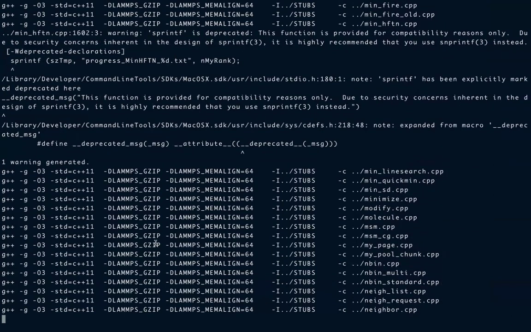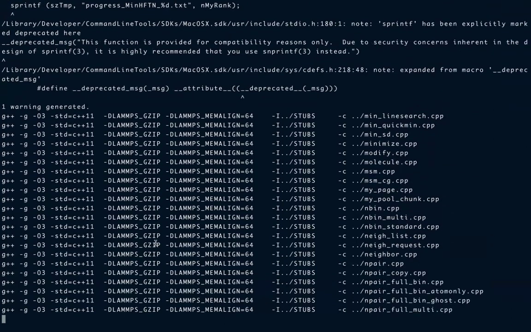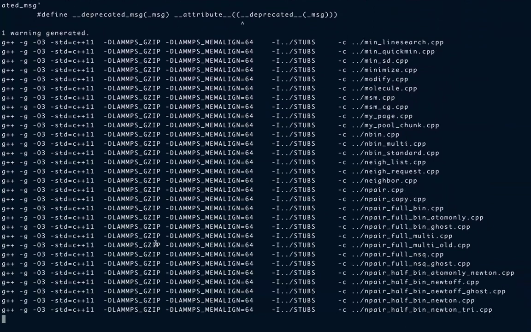So as you can see, this is quite a long process because it has to include all the files required for the installation.